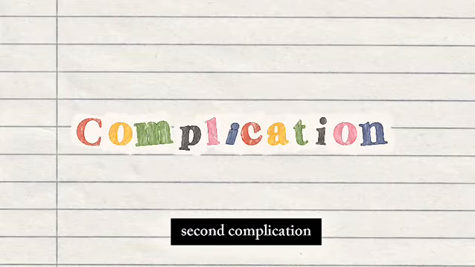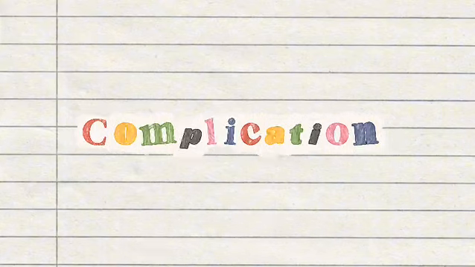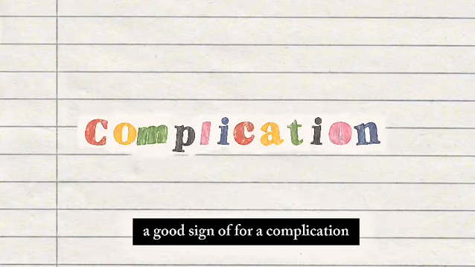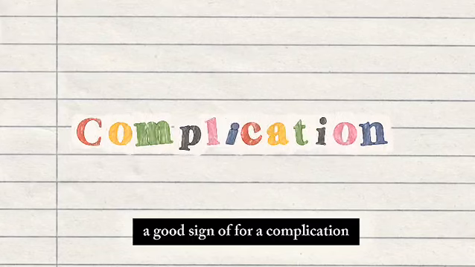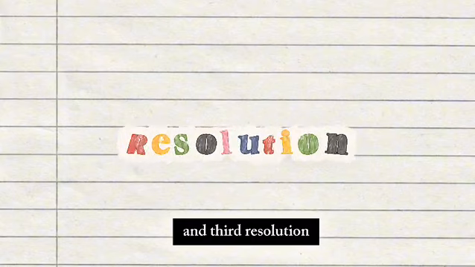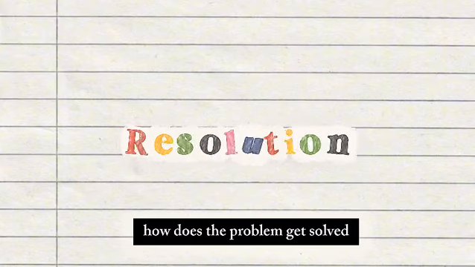Second, complication. This is where things get interesting. Something goes wrong or something unexpected happens. A good signal for a complication: the words "but then." And third, resolution. This is how your story ends. How does the problem get solved? What happened in the end?